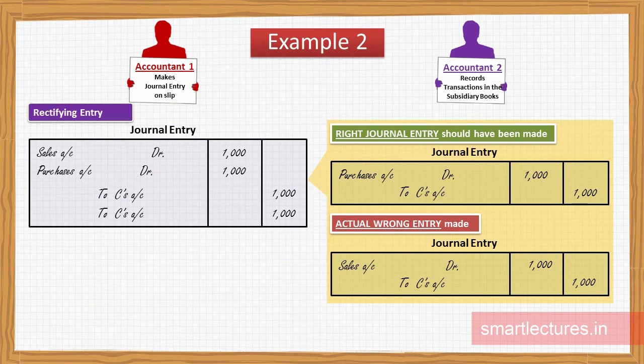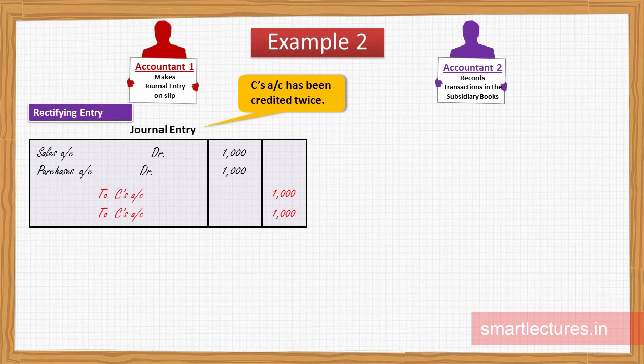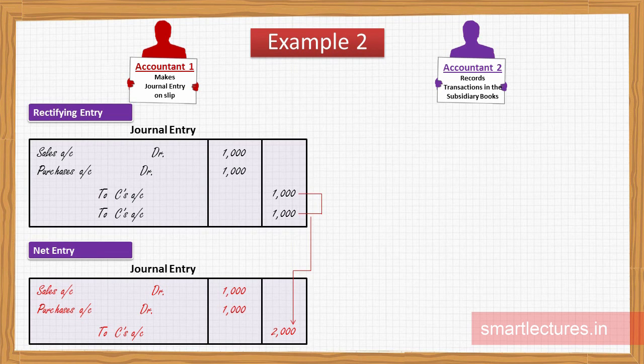Sales account debit 1000, purchase account debit 1000, to C 1000, to C 1000. But you know, in our journal entry, we cannot repeat the account. So in this journal entry, C has been credited twice, 1000 and 1000. So he has been credited by rupees 2000. So remove one credit, that is to C rupees 1000, and make the other credit by rupees 2000. So the net rectifying journal entry will be sales account debit 1000, purchases account debit 1000, to C rupees 2000.